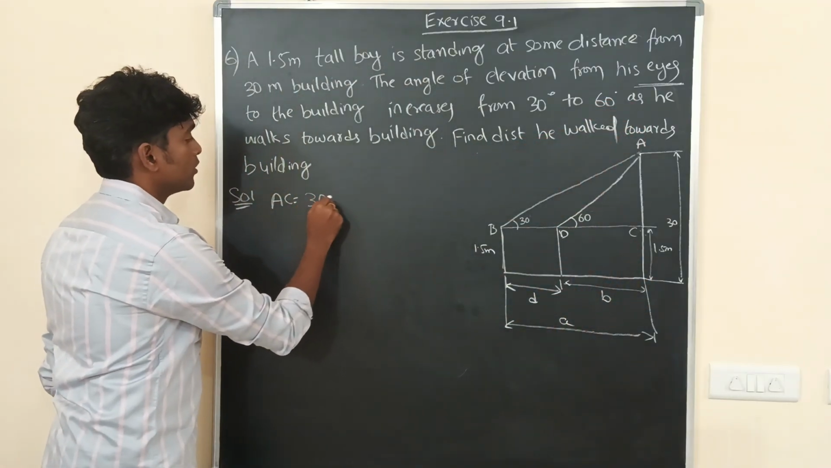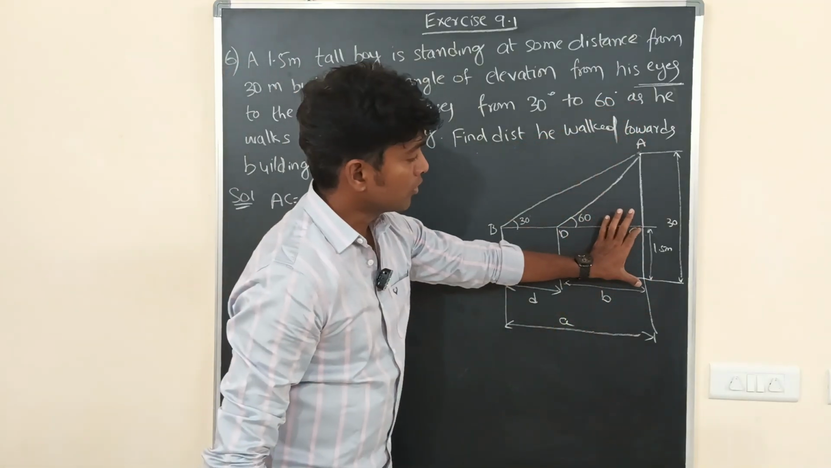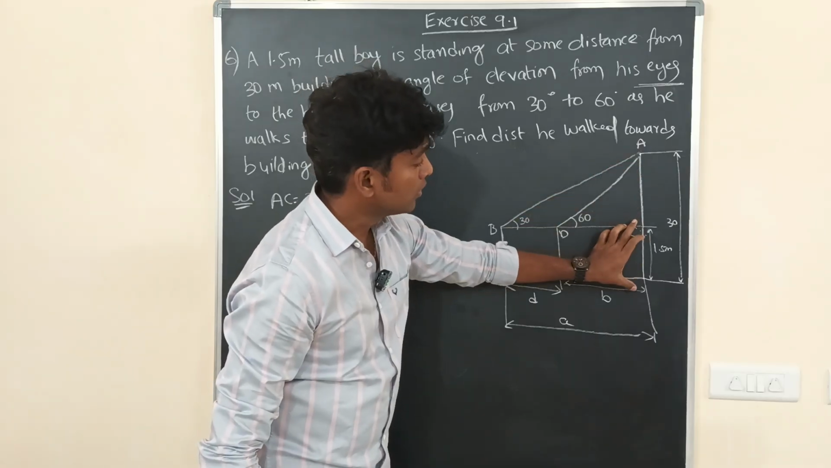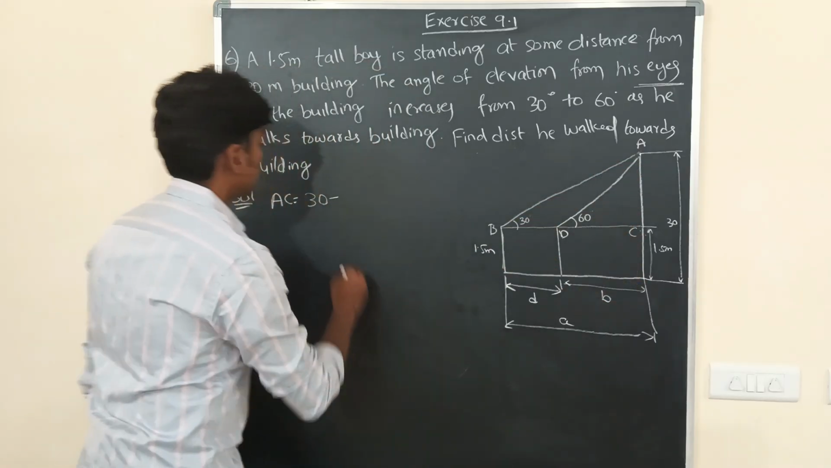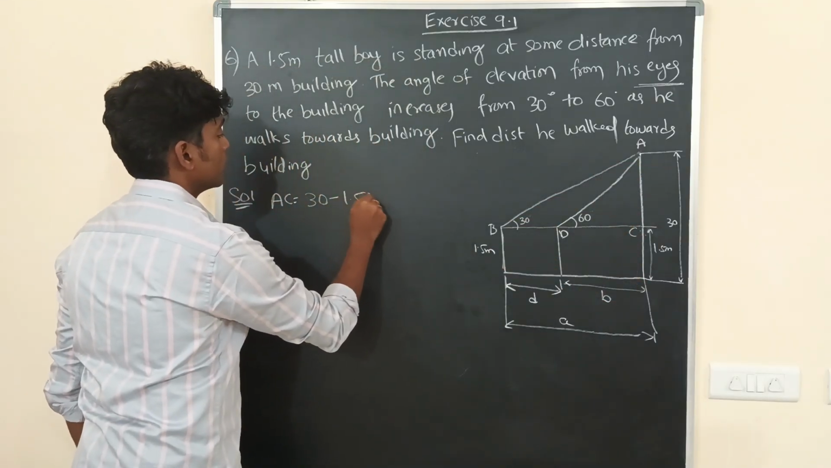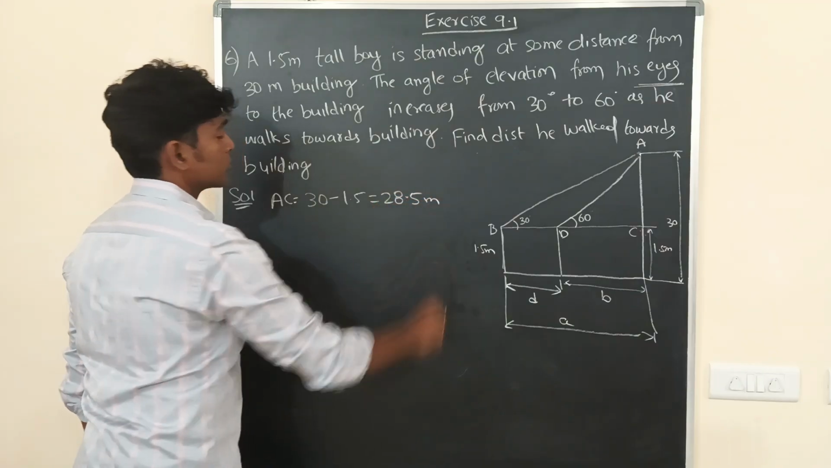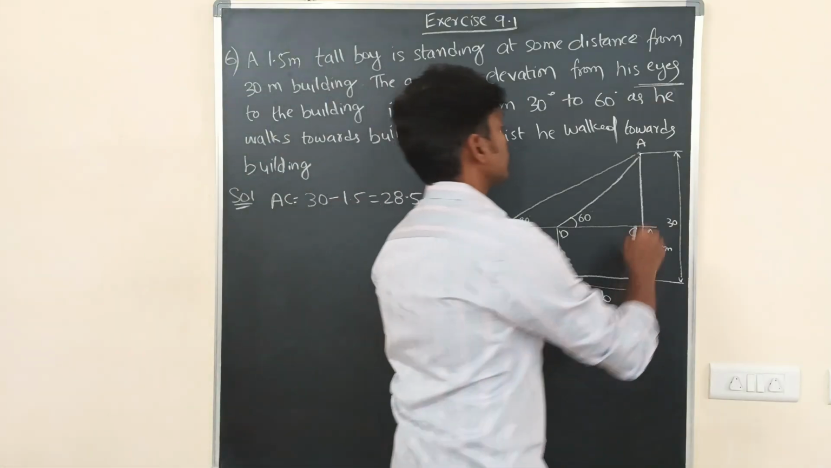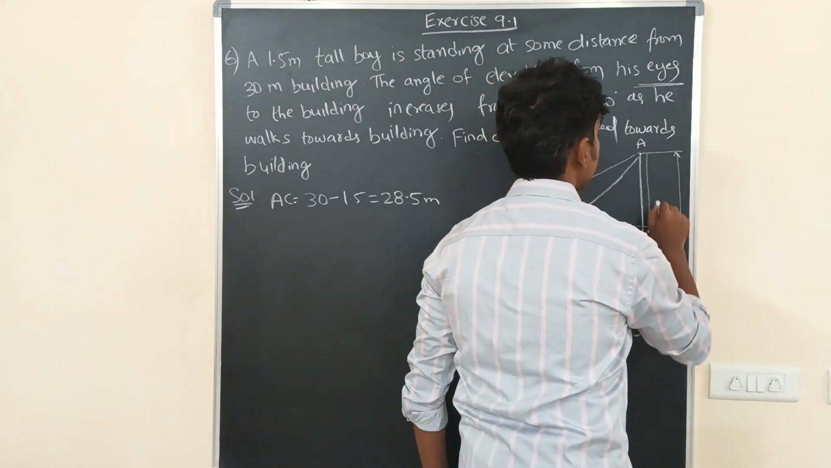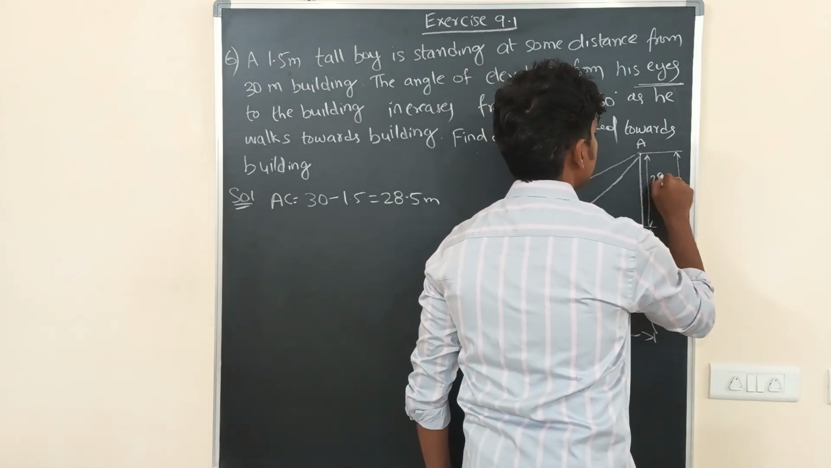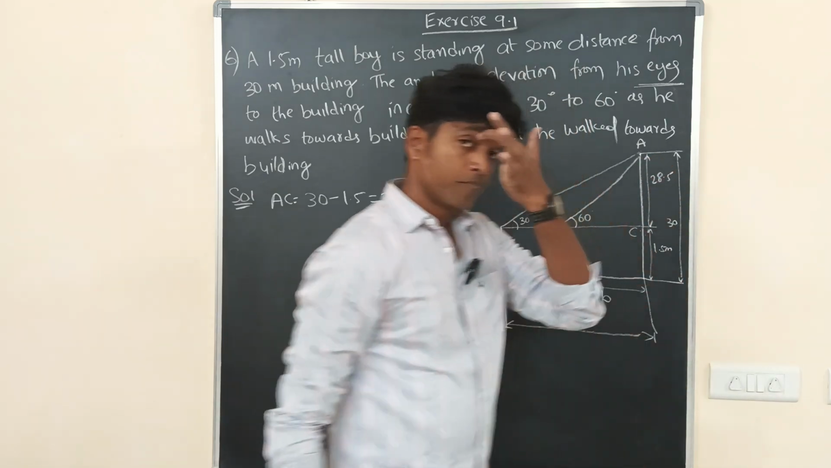So 30 minus this one, we will get this length. This is 1.5 meter. 1.5, it is 28.5 meters. So this one is 28.5. Okay.